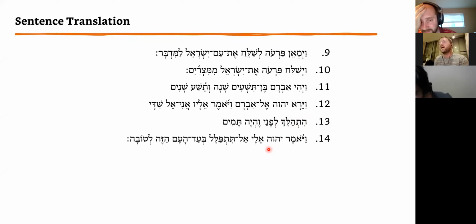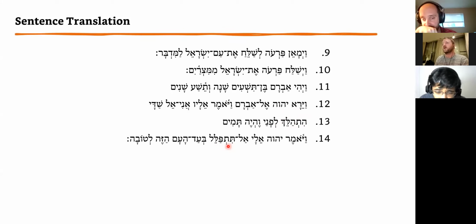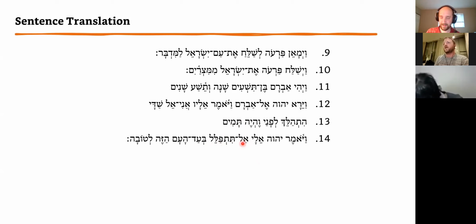Vayomer Adonai elai al titpalel be'ad ha'am ze letova. So God said to me, the Lord said to me, do not pray. Al titpalel. Al titpalel is do not pray. It's using the second person imperfect, the future, as a negative command. Al titpalel. Do not pray.